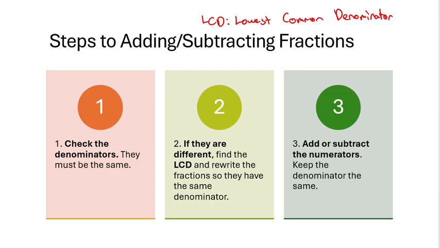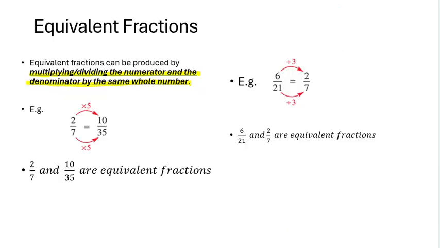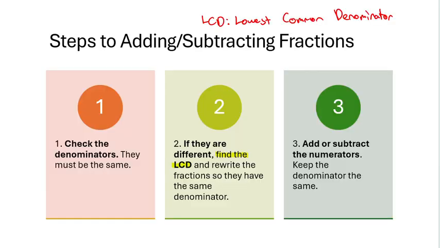Alright, next thing we're going to do is learn how to add and subtract fractions. Just follow these 3 steps here. Step 1, check the denominators. They must be the same. If they're not the same, move on to step 2. You have to find the LCD and rewrite the fractions so that they have the same denominator. This plays into writing equivalent fractions, so we will do that soon. And then finally, step 3 is just add or subtract the numerators. Keep the denominators the same.